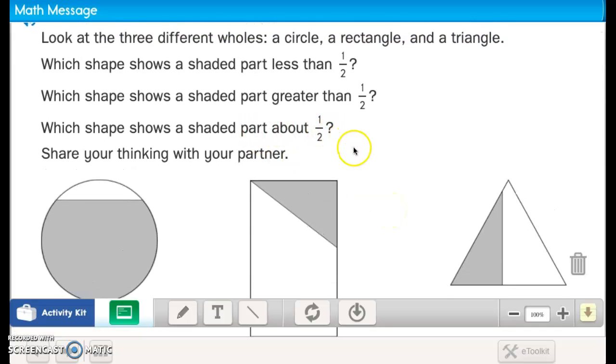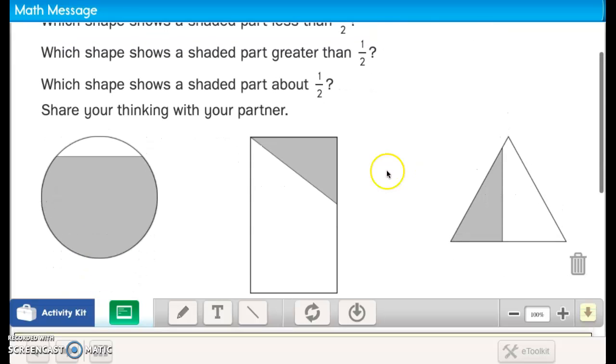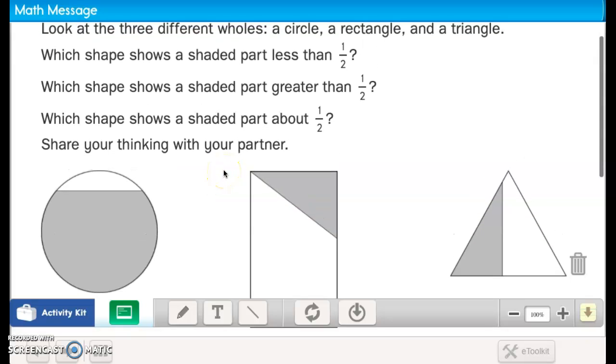Which shape shows a shaded part greater than a half? Well, look at this. Look at all this is shaded. That's more than half. Half would be right here, and that's way more than a half. So the circle is shaded more than a half.